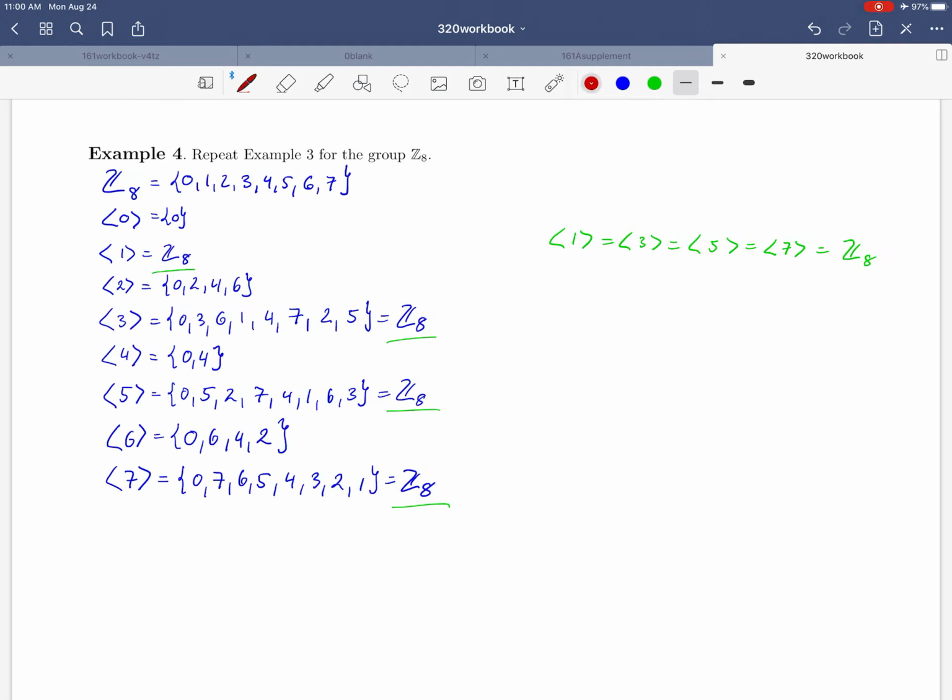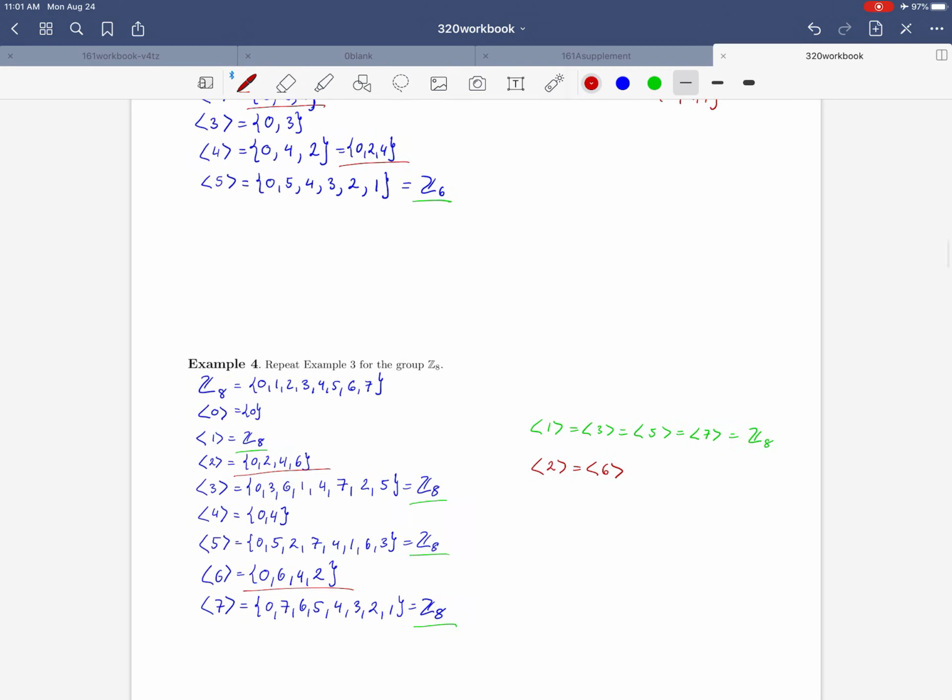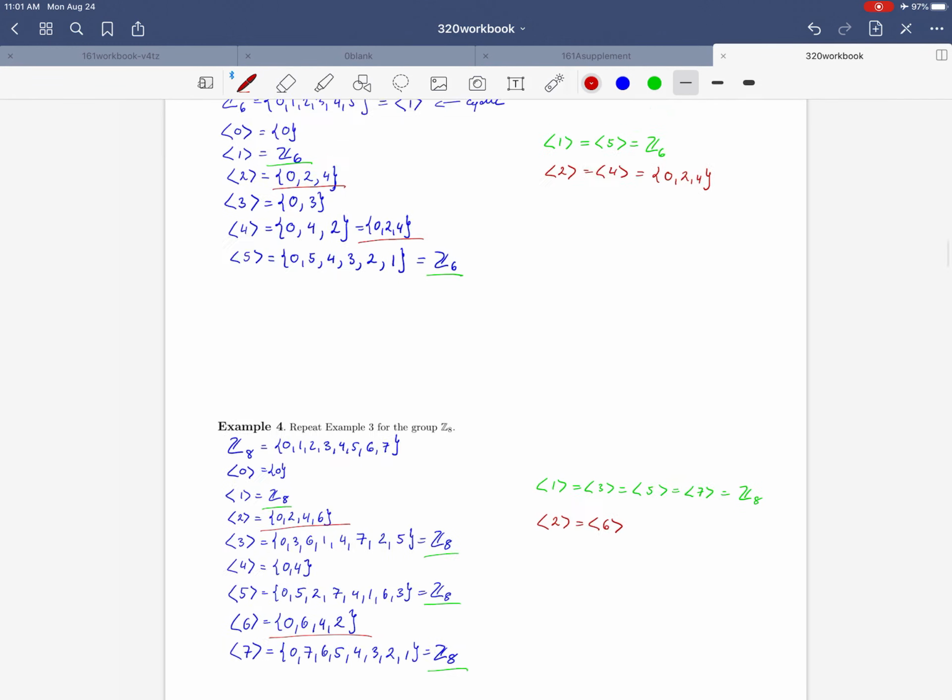And do we have any other subgroups that were equal? Here, the group generated by 2 and by 6 are actually equal to each other. So we also have these two subgroups equal to each other. And we observed something similar in the previous example. So let's zoom out and see if we can look at both of those together.